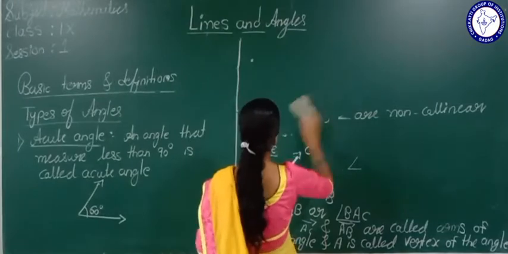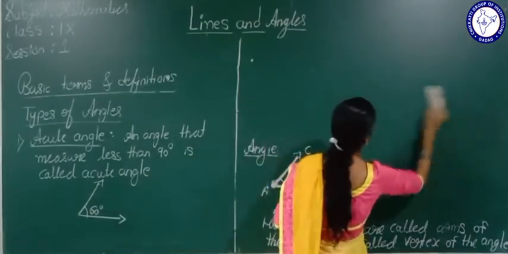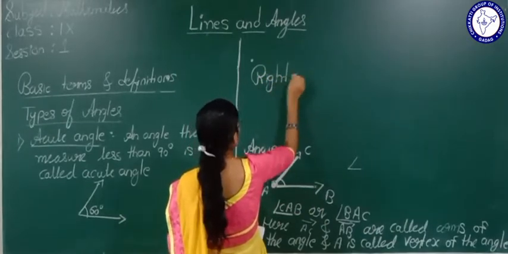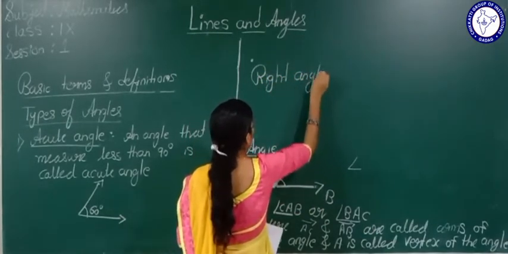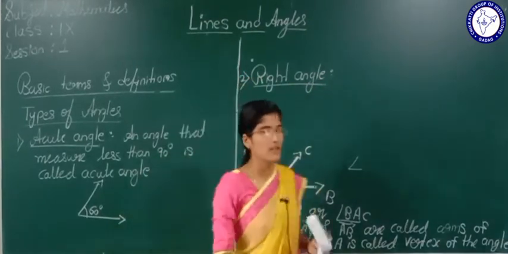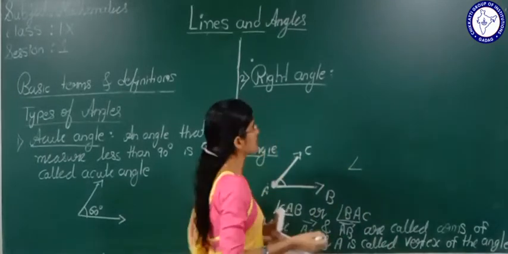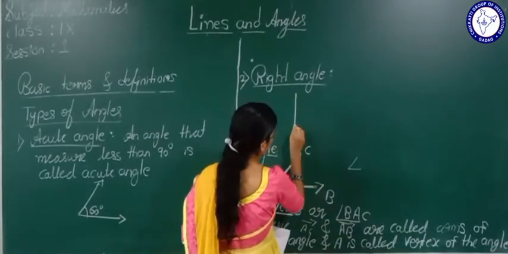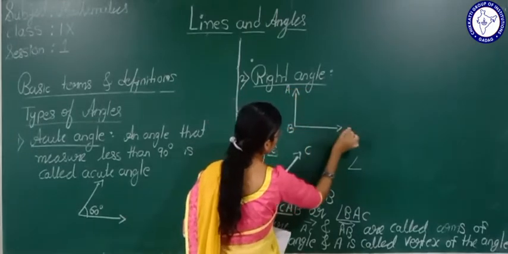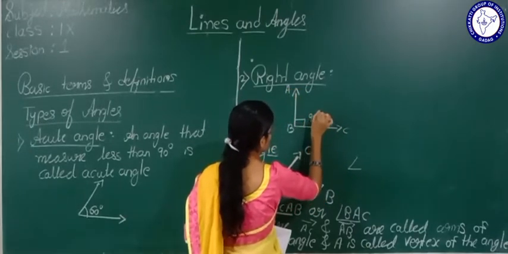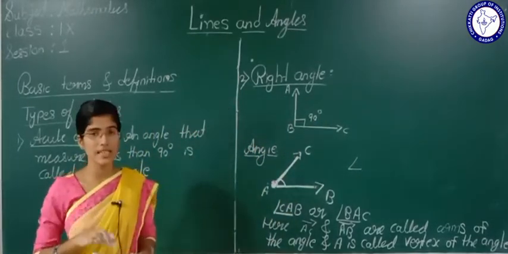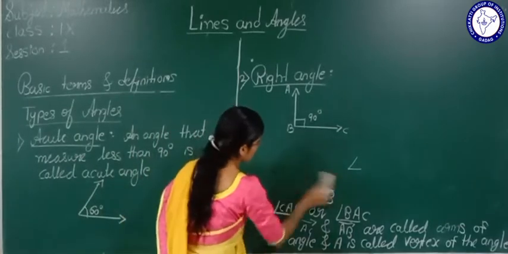So what about right angle? Right angle means an angle that measures 90 degree. An angle that measures 90 degree is called right angle. Okay? An angle that measures 90 degree is called right angle.